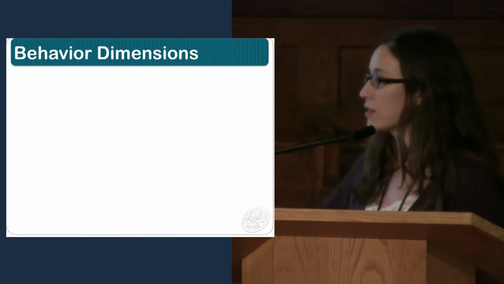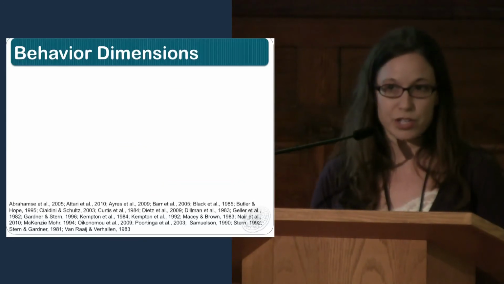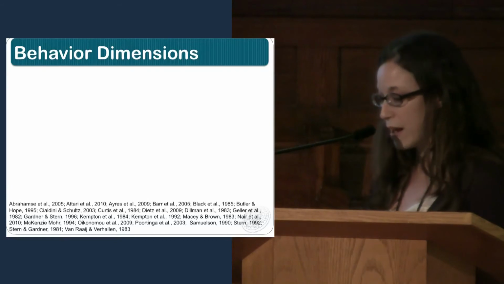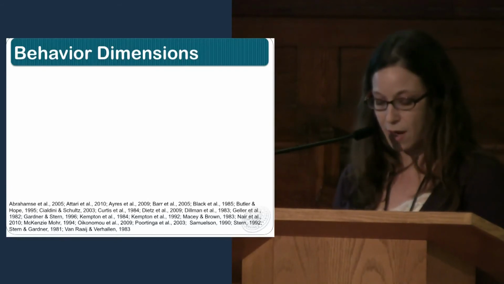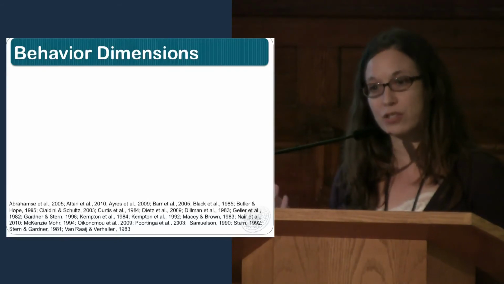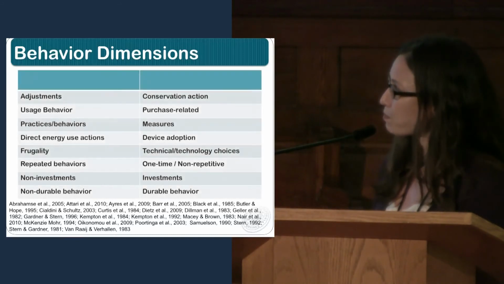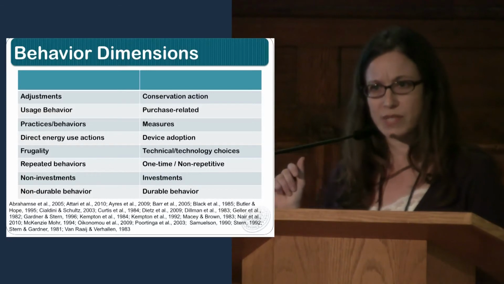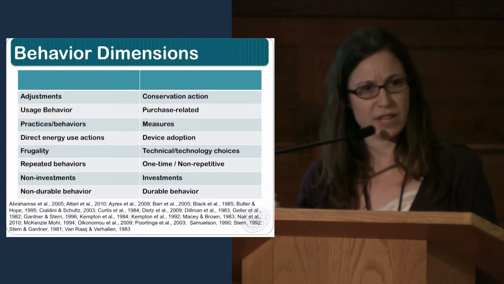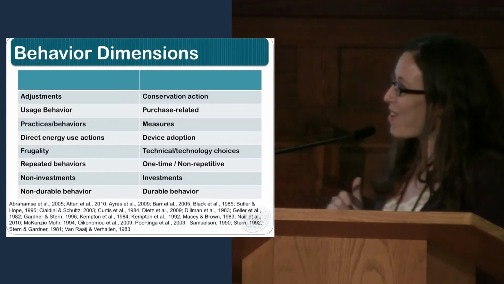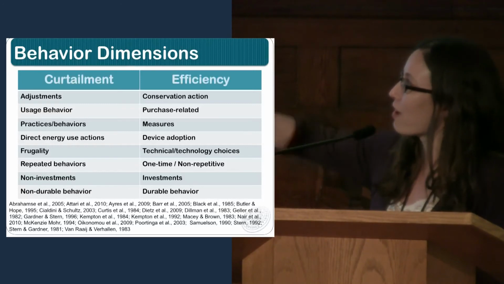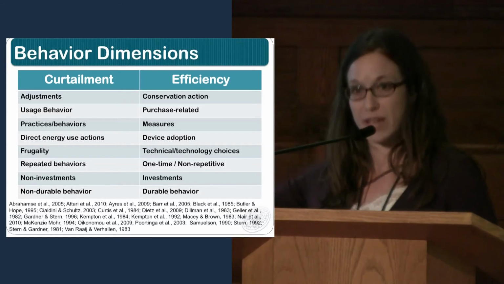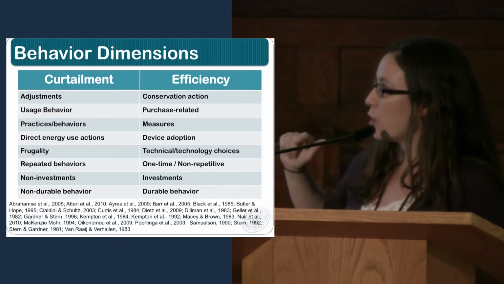So we cleared the slate, and we looked to the literature, and we tried to find everyone who's ever defined these two behaviors, and we found 28 authors who defined energy conservation behaviors in terms of dimensions. They used a lot of different terms. People like to make up their own words for things, at least academics do, right? But they all fell under these two main categories. And the most frequently used terminology, especially in this century, were curtailment and efficiency.